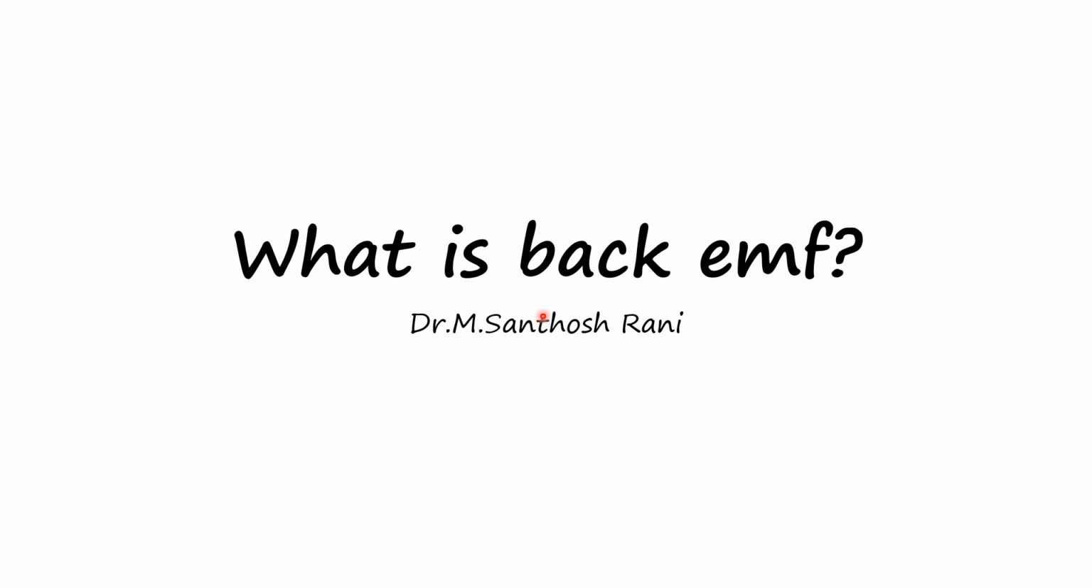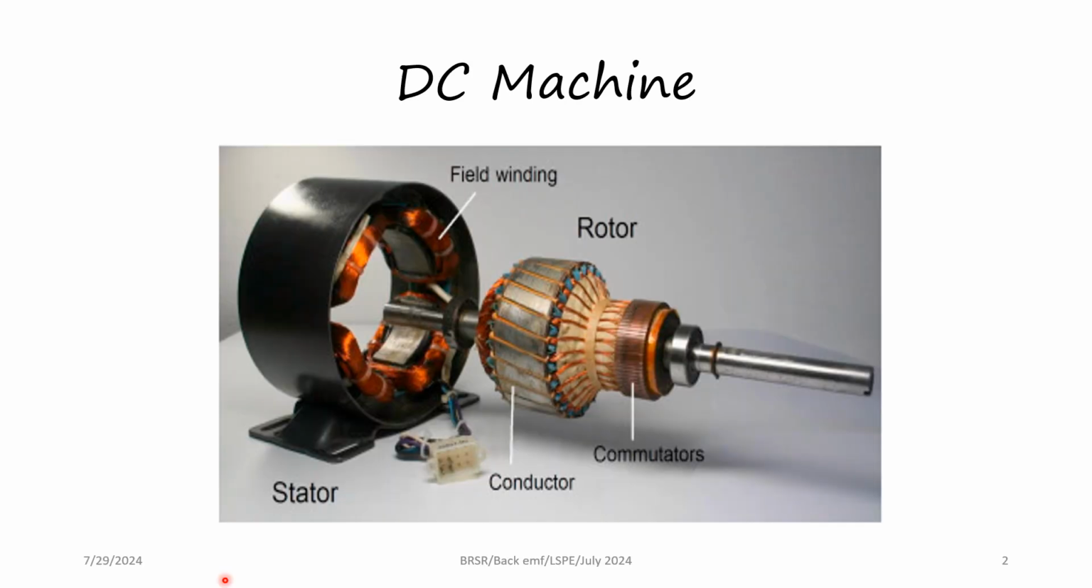In this lecture, we will see what is back EMF. A DC machine looks as shown in the figure. There is a field winding in the stator and an armature winding in the rotor. This is the commutator, and whether it is a DC motor or a DC generator, the parts are the same.